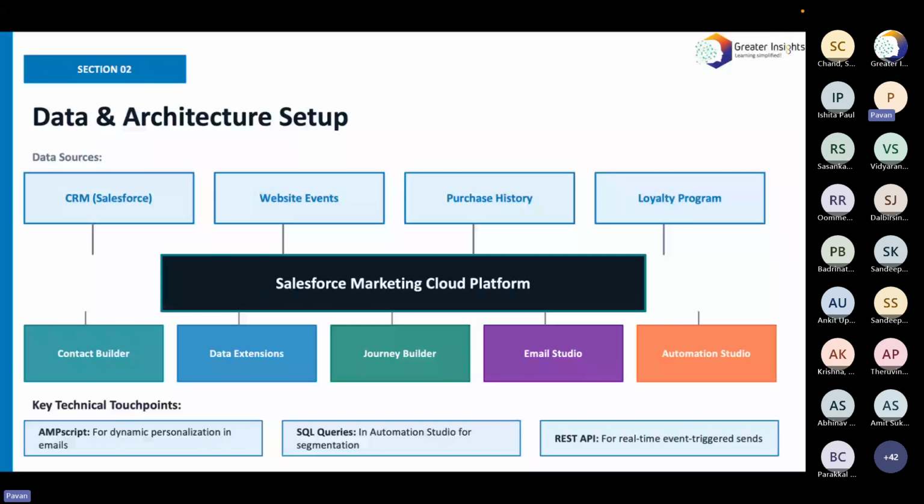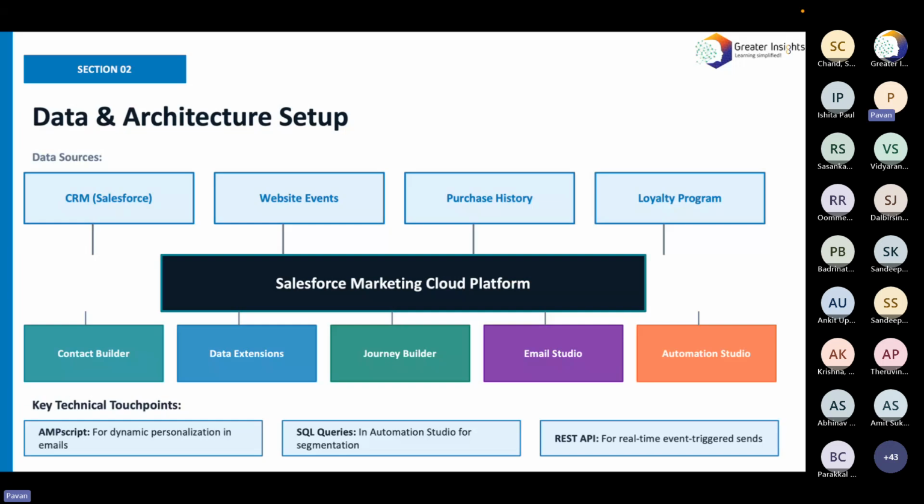So let's assume all these data from these 4 sources flow into the Marketing Cloud platform. Now the data is sitting here in the middle layer. From there, if you drill down, you have various other features, right? These are features of Marketing Cloud: Contact Builder, Data Extension, Journey Builder, Email Studio, Automation Studio, Mobile Connect, Reports, right? And so on and so forth.